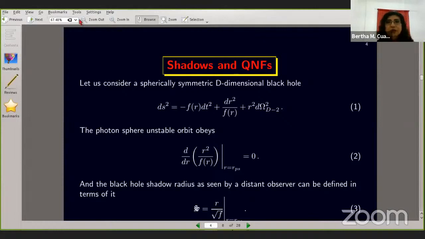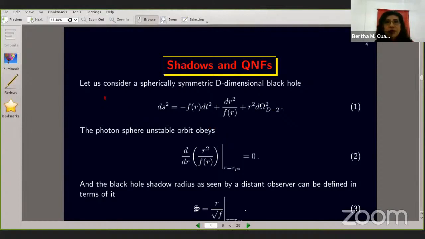So let's begin from the shadow side. If we consider a spherically symmetric d-dimensional black hole like this here, where this part is the angular part of the black hole, we can study the photosphere orbits here. When I talk about photosphere, I am referring to the following fact. If a light ray starts tangentially to such a photosphere, it will stay on a circular path with radius R_PS, that is this photosphere radius, so a fixed radius forever.